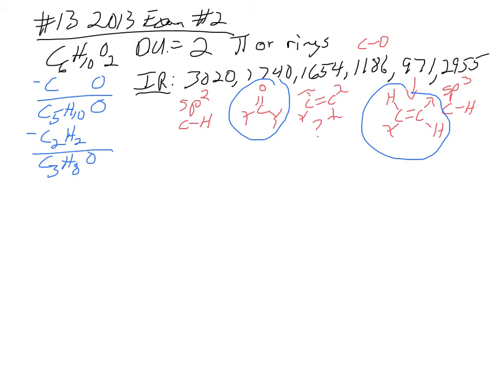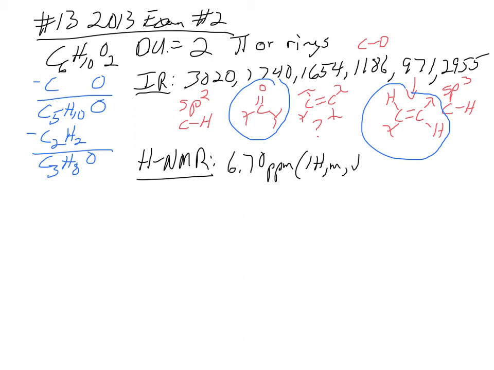Now I haven't even looked at the HNMR yet, and I've already got it. I've already eliminated 3 carbons of the 6. So now let's look at the HNMR and what it says. It says there's a peak at 6.70 ppm. That is 1H. We're calling it a multiplet and giving it coupling constants. We'll say it has coupling constants of 1 hertz and 15 hertz.